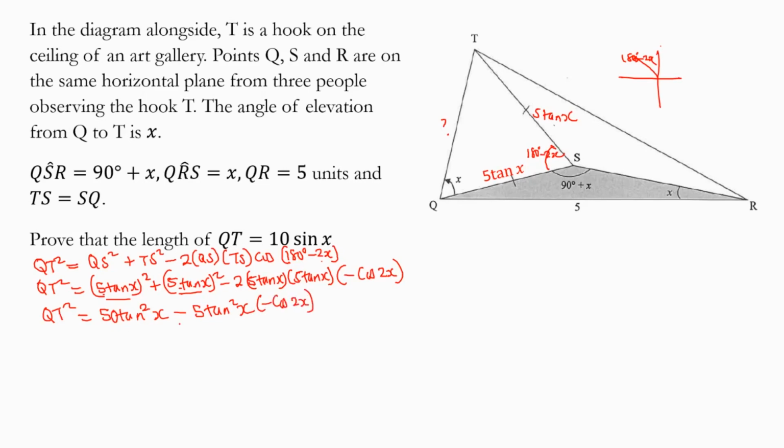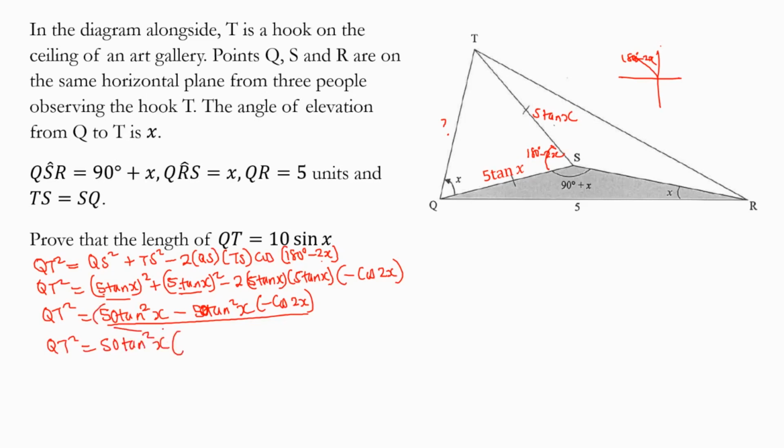If you check these two, we have two terms. Oh, 50 here, sorry, 50, not 5. We have two terms, and then they have a common highest common factor, which is 50 tan squared x. So we factor out 50 tan squared x. So we have QT squared is equal to 50 tan squared x, and then what we have?